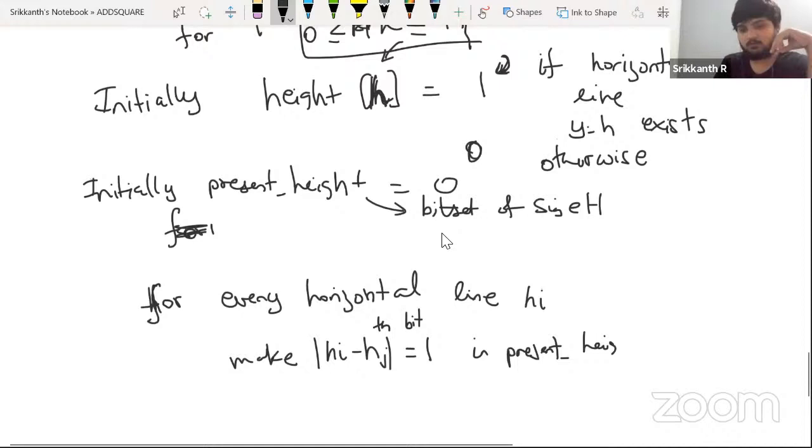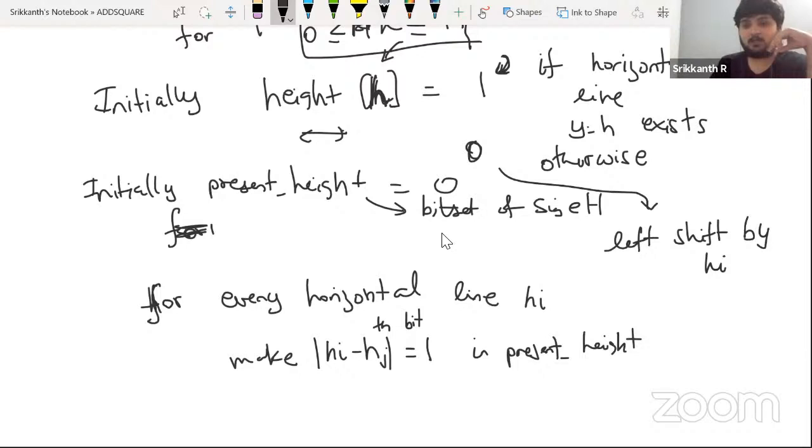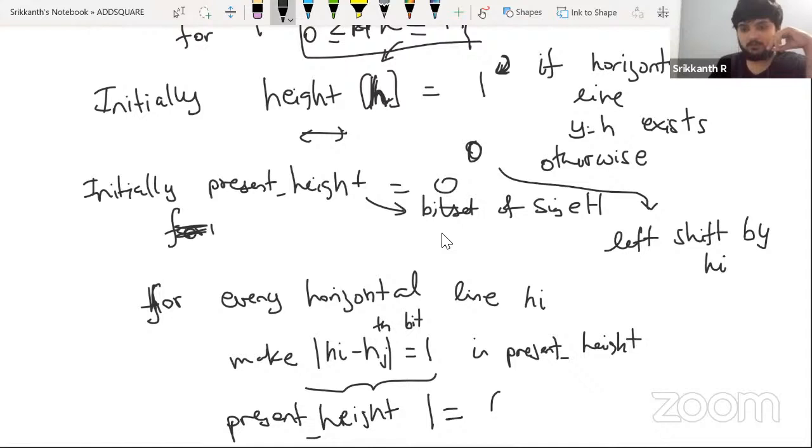So how do we do that? Well, we already have the height Boolean array. By left shifting this array by hi, you get another Boolean array which has these elements set, the modulus of hi minus hj. So by left shifting the initial height Boolean array by hi, we get these numbers, and all we have to do is present height bitwise OR with height left shifted by hi. So this operation is n by 64, h by 64, let's say.